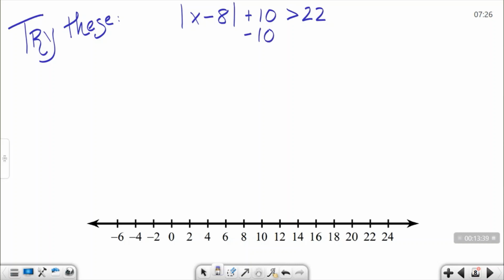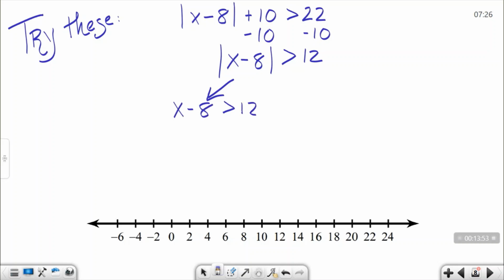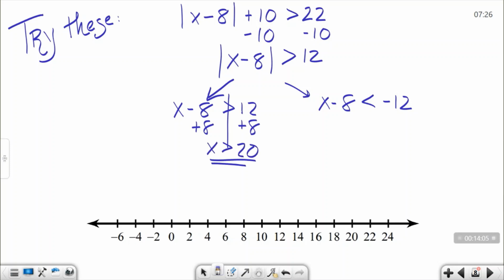I hope that you noticed that this time we had to subtract 10 first in order to get the absolute value of x minus 8 alone, making the absolute value of x minus 8 is greater than 12. Then at that point, we can split it off, giving me x minus 8 is greater than 12, and the opposite, where x minus 8 is less than negative 12, and then solving from there, adding 8 to both sides, giving me x is greater than 20, and over here, x is less than negative 4.